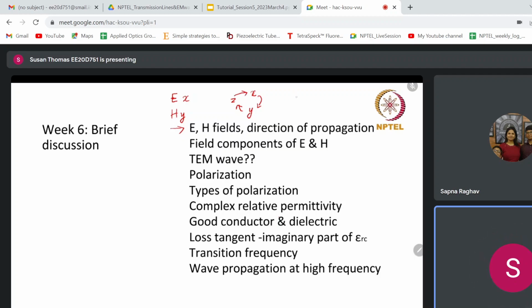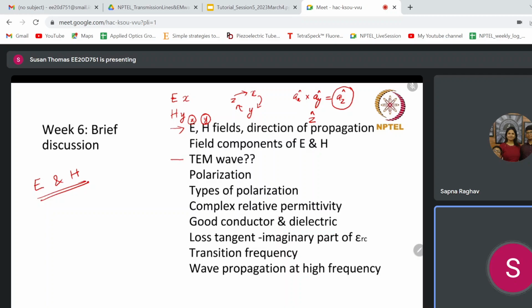So AX cross AY is AZ. So your direction of propagation is in the Z direction, whereas electric and magnetic field are in the X and Y directions. It need not always be that electric field is only in the X direction. It could have X and Y components. Similarly, the magnetic field can also have X and Y components. But the understanding is at any cost, the electric and magnetic field will be in a plane perpendicular to the direction of wave propagation. Okay.